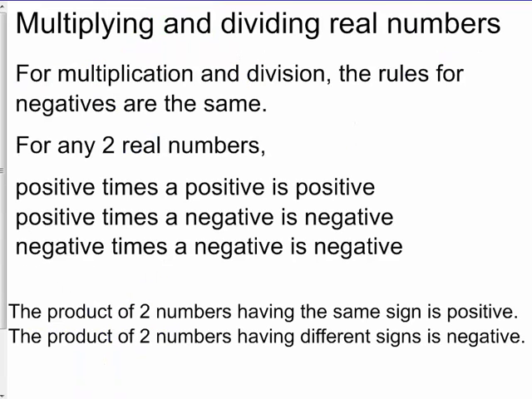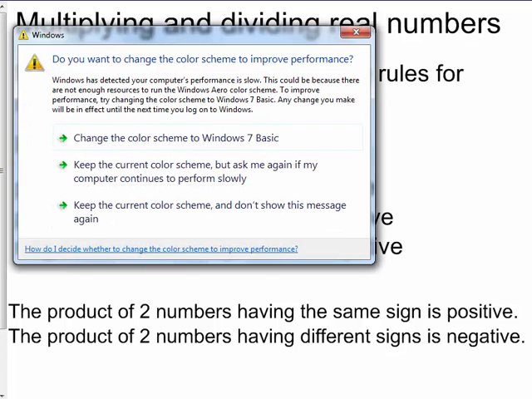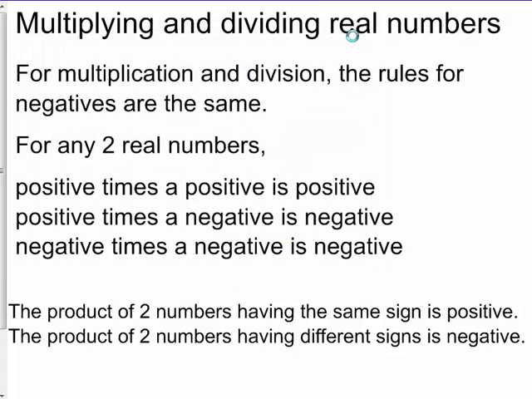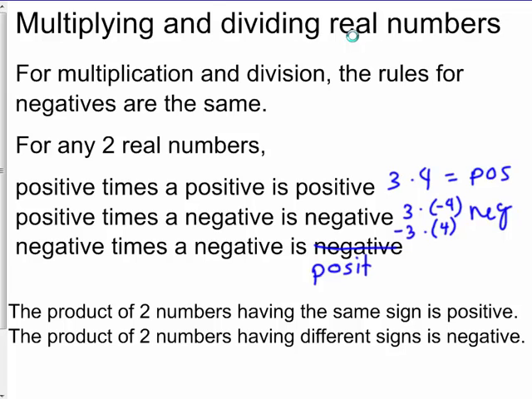Some multiplying and dividing here. Now, there are a couple different ways to look at this. For multiplication and division, because division is really multiplying by the reciprocal, the rules are the same. So for any two numbers, a positive times a positive is a positive. We've seen that before. Positive times a negative is a negative. So when I have 3 times 4, I'm going to get a positive. When I have a positive times a negative, that could be 3 times negative 4 or negative 3 times 4, my answer is negative. Now, when I do a negative times a negative, the answer is not a negative. It's going to be a positive. So if I do negative 3 times negative 4, I get a positive 12.